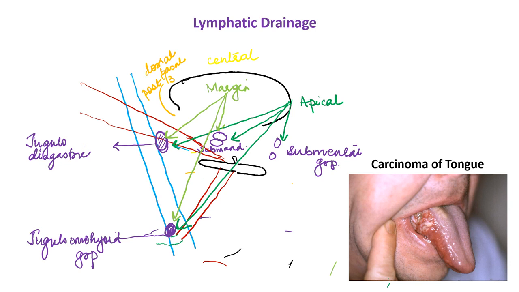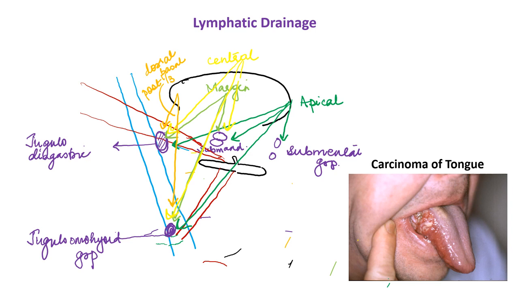But the central group on its own, on one particular side, drains into the submandibular group of lymph nodes, the jugulo-omohyoid group, as well as the jugulo-digastric group. The dorsal or the basal group drains into the jugulo-digastric as well as the jugulo-omohyoid group of lymph nodes.